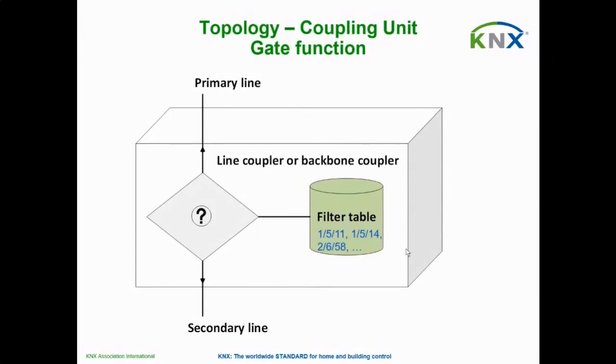It also has a filter table, and this is another very important function. The function of a filter table is to filter the communication traffic throughout the network. When we're sending telegrams on the network, the line couplers will ensure that the traffic is only routed in the areas where it should be. The telegrams do not need to be broadcast to everybody. They only need to go to certain places. And the filter table in the line coupler plays an important function in minimizing traffic throughout the network.